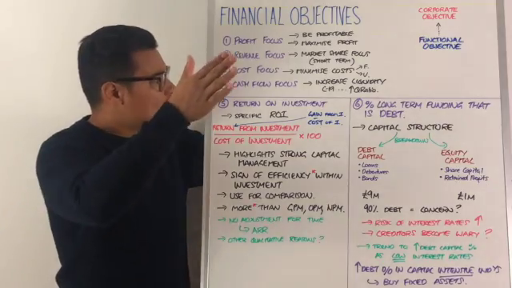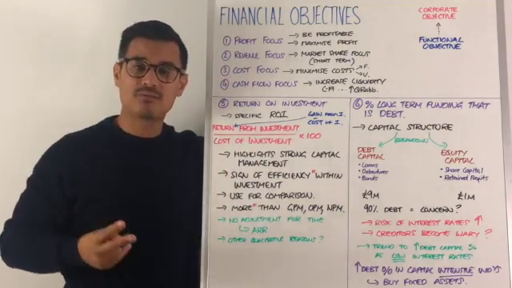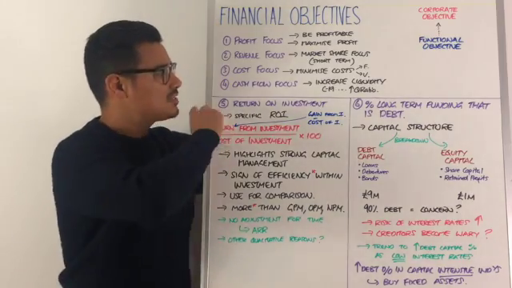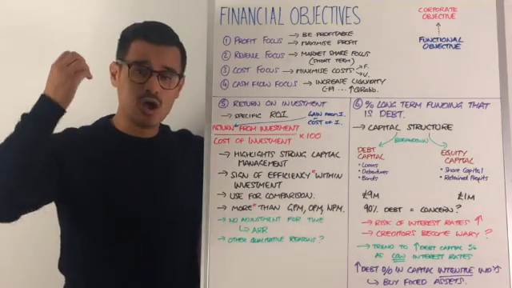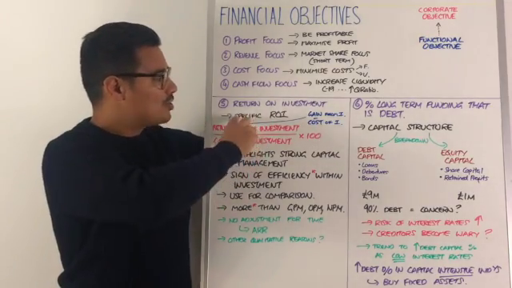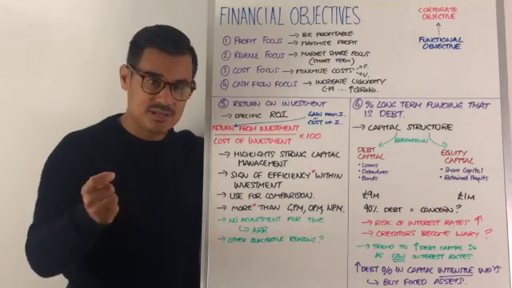Now, beyond those four types of financial objectives, there are two that you must be aware of for A-level. The first is return on investment. Return on investment is sometimes shortened to ROI. And you might want to have a specific ROI that you're aiming for. That would be a specific percentage.